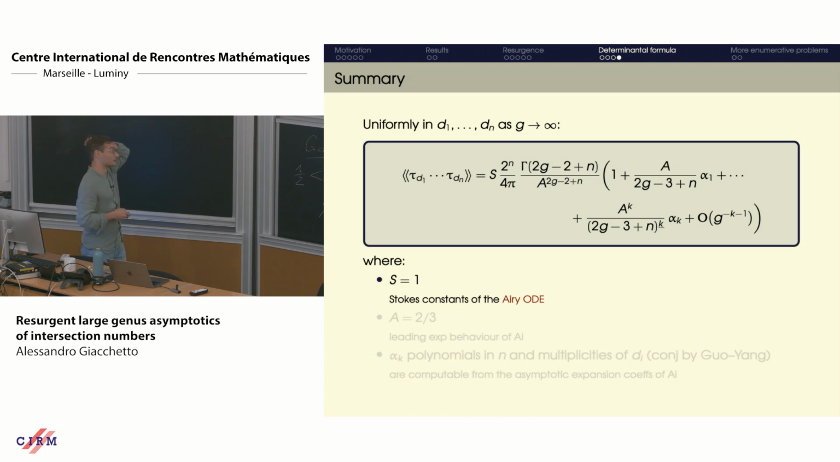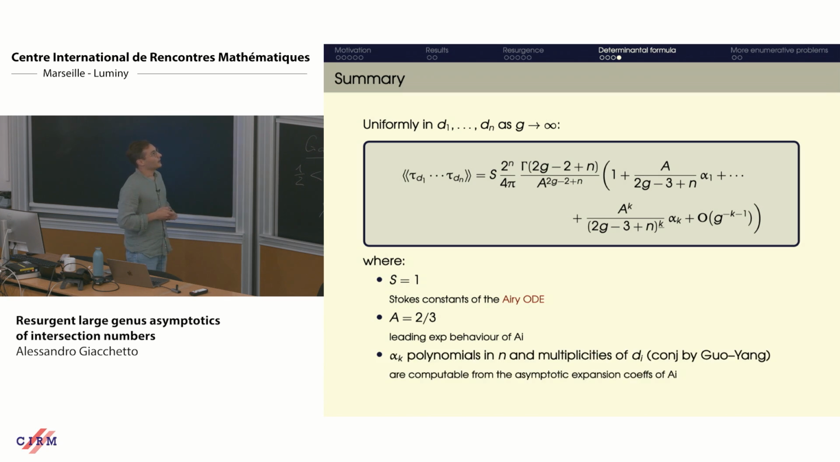So as I was saying at the beginning, this overall constant S is equal to 1, and this is just the Stokes constant of the Airy differential equation. This value here that appears in this exponential behavior, it's 2/3. And this is a consequence of the fact that the Airy function grows exponentially at rate 2/3. And from this computation, we also got an algorithm to compute all these subleading corrections.